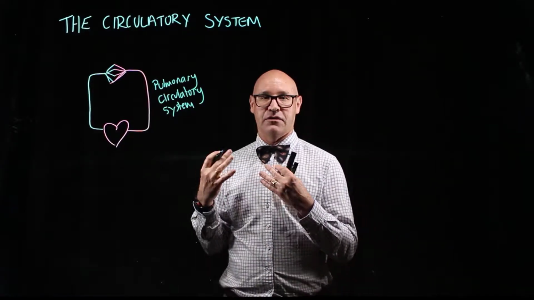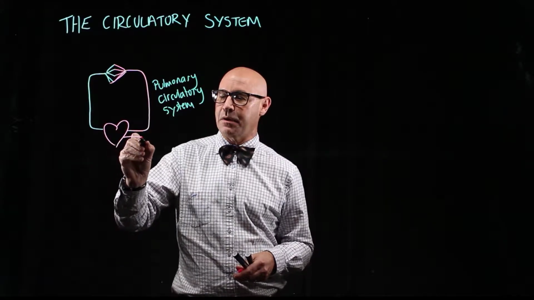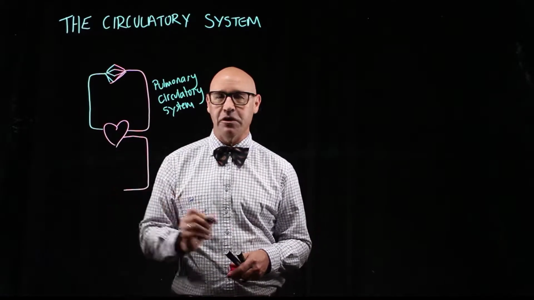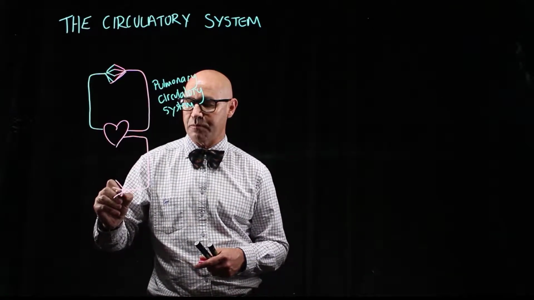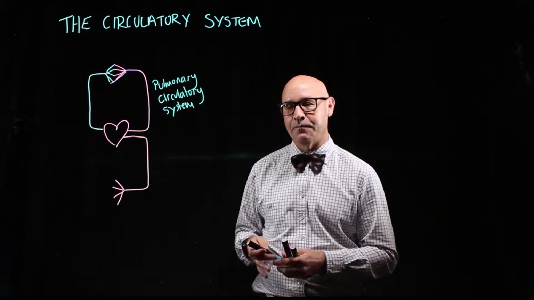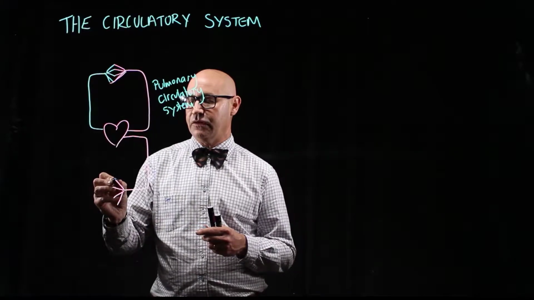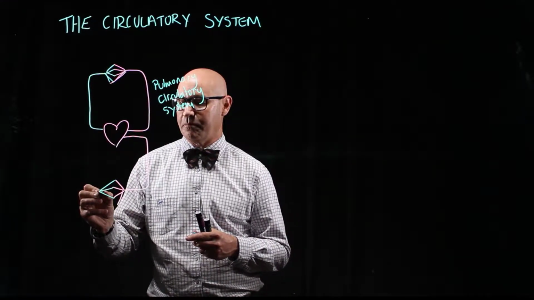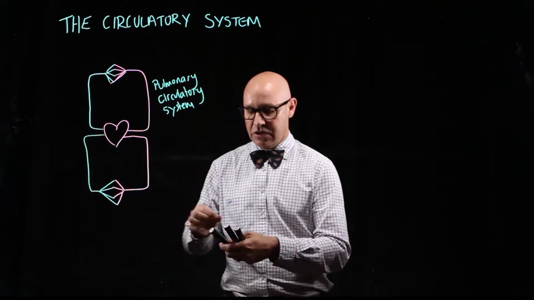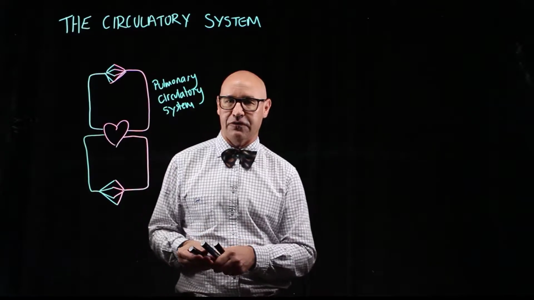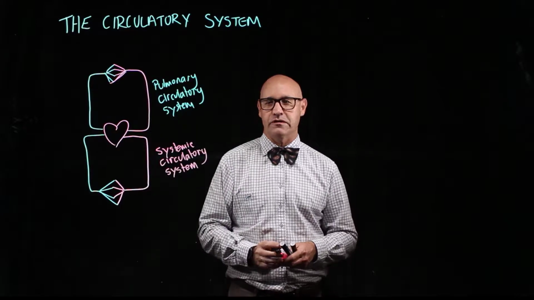Pulmonary means the lungs. And then of course we've got this oxygenated blood that then gets pumped through the body to all of the cells in the body, and it goes again through the small capillaries where the oxygen is taken up by the cells, and the deoxygenated blood then goes back to the heart. So this part is often called the systemic circulatory system. So we've got the two circulatory systems.